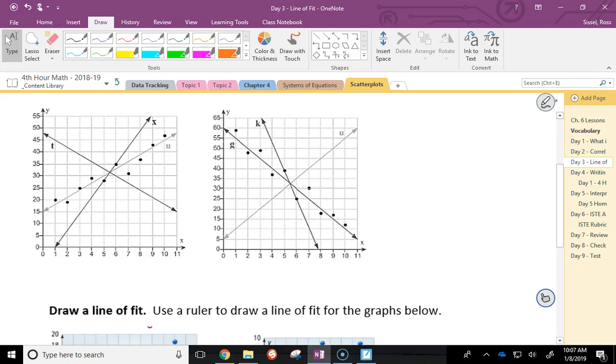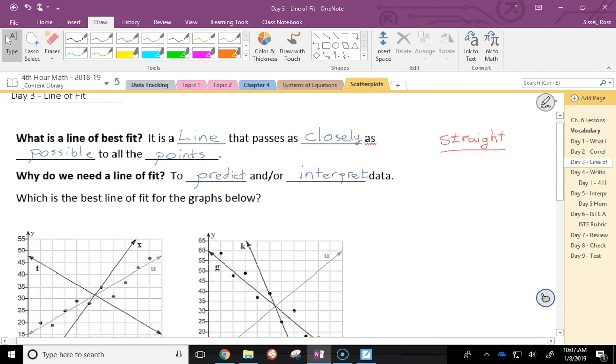Now today what we're going to do is we're going to draw that line of best fit. If I look on this first example, here are all my points. These are all my data points. When we draw a line of fit, we want it to be a straight line that goes mainly through the middle of all those points. We want the points to have the same number on each side of the line.